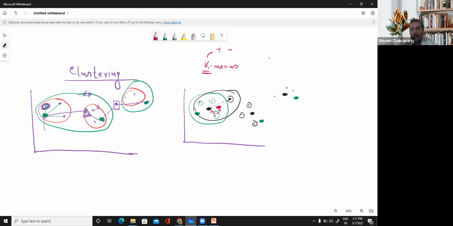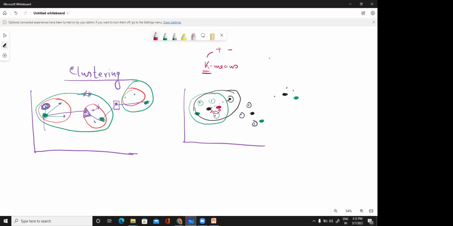Have you understood k-means clustering? And in that we have briefly looked at k-means clustering. Yes, sir. Yes, sir.